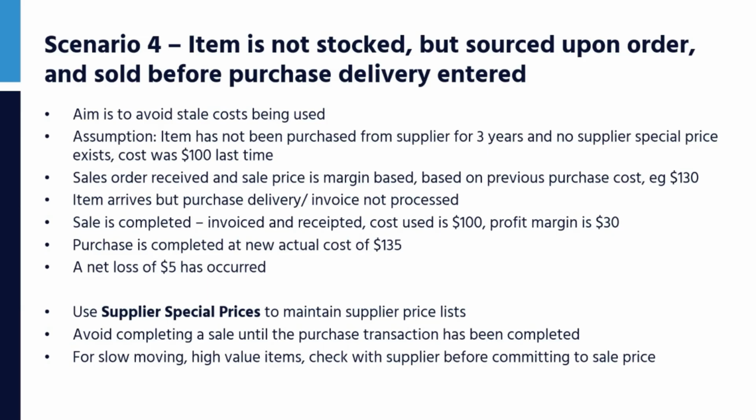So we see this quite a lot where this series of things happen where a slow-moving stock item, high value, gets the occasional sales order, the sales completed before the purchase is transacted into the system, and the company loses money as a result.